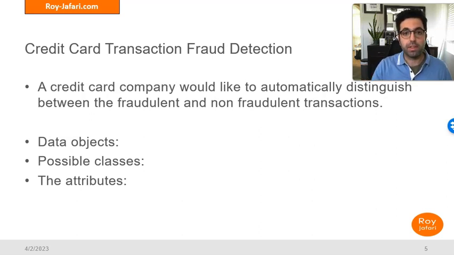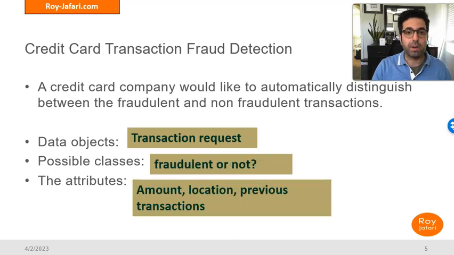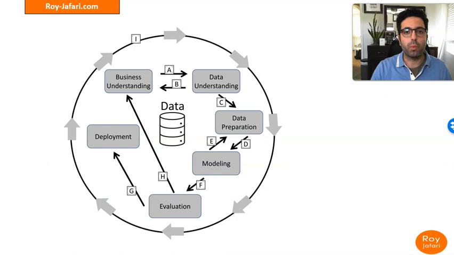In this case study, we have the task of being able to say whether a transaction request, which is basically you and me at a grocery store or wherever requesting to buy something using our credit line, is fraudulent or not. We want to create a system that instantaneously tells us if this is fraudulent, and we do that based on the data that we have. So this is the case study, and we have been talking about CRISP-DM using it.